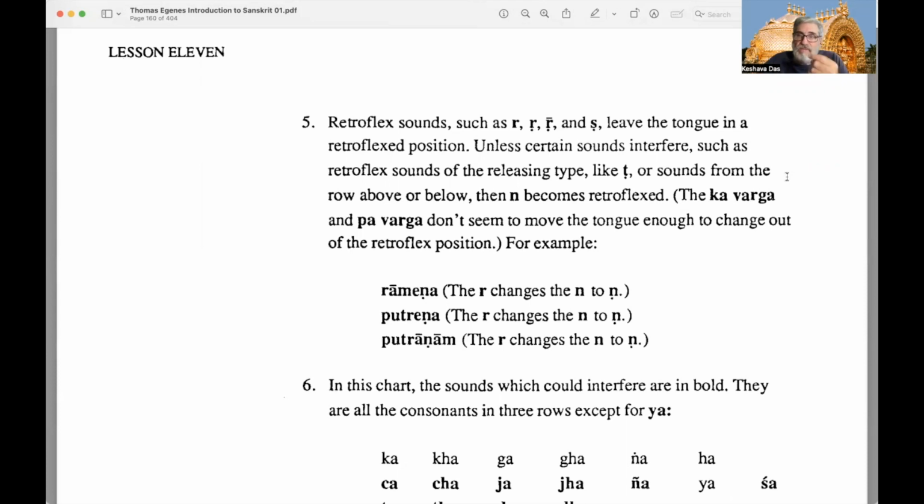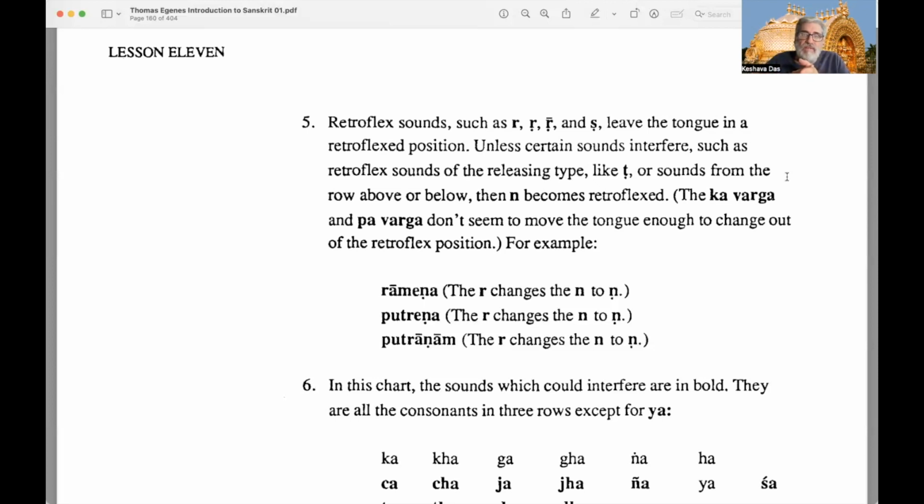Unless certain sounds interfere. How would a sound interfere? If you get a sound that takes the tongue off into a different direction, then that would interfere. But if the tongue is immediately there and there's no intervening sound that takes us to another place in the mouth, then the tongue continues to want us to pronounce letters at that place where it pronounces cerebral letters.